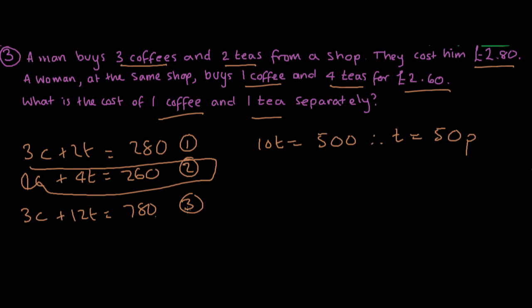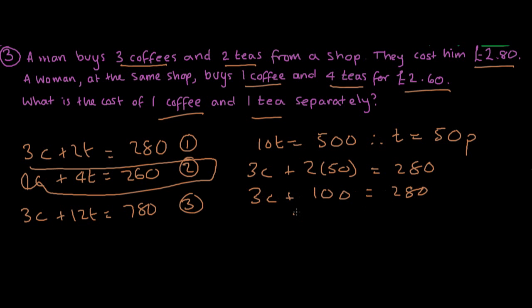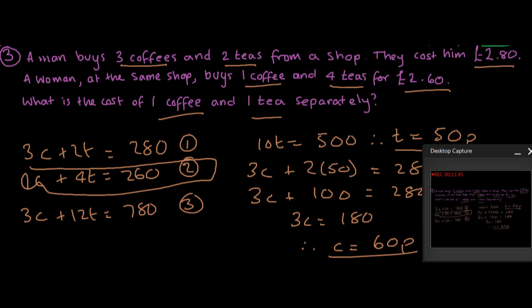And if we sub 50p into here, so 3c plus 2 times 50p equals 280. So 3c plus 100p equals 280. So 3c equals 180. Therefore, c equals 60p. So a cup of coffee equals 60p, and a cup of tea equals 50p.